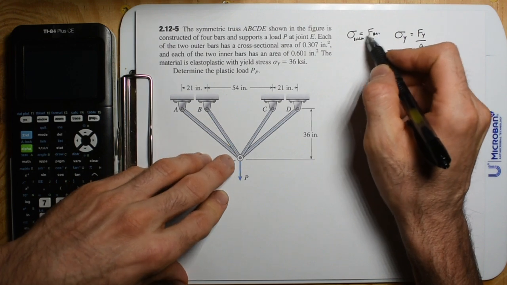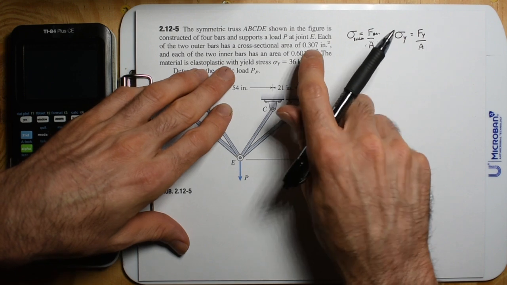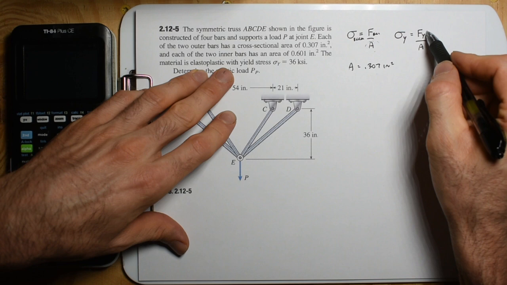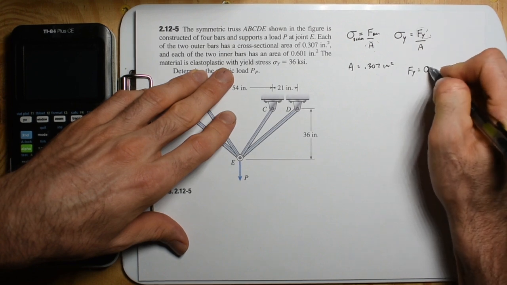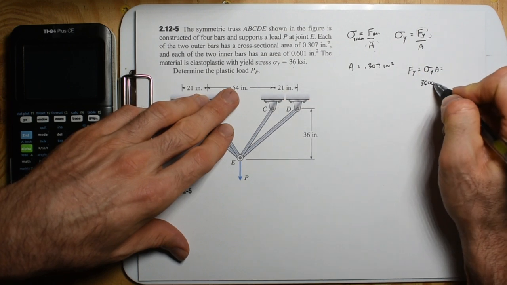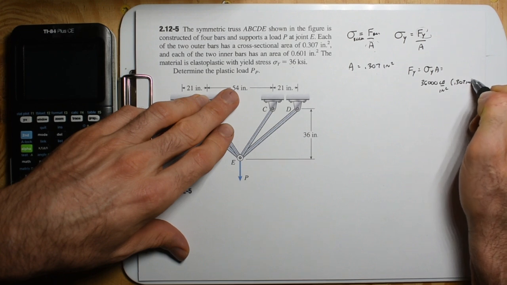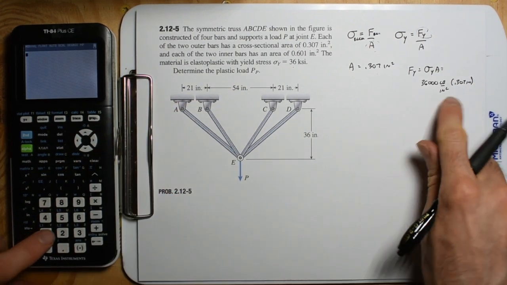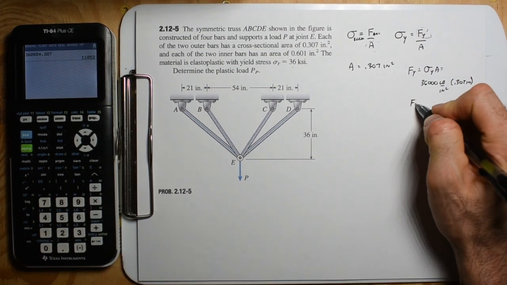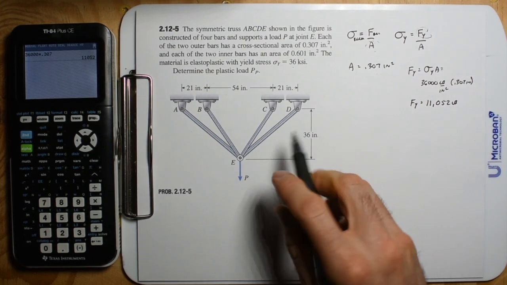These are the two you put little subscripts on. The area is already predetermined, and it's already given. Cross-sectional area is 0.307 inches squared. So we can rearrange for this force yield, and the yield stress is going to be 36,000 pounds per inch squared times 0.307 inches squared. So let's do that. We get a force of yield of 11,052 pounds. So that's each of these members.